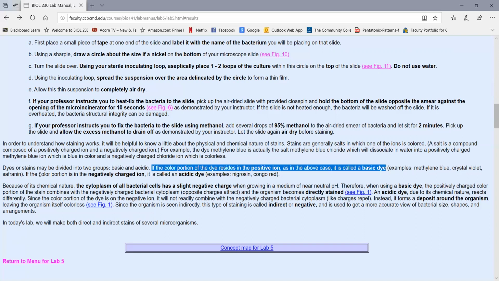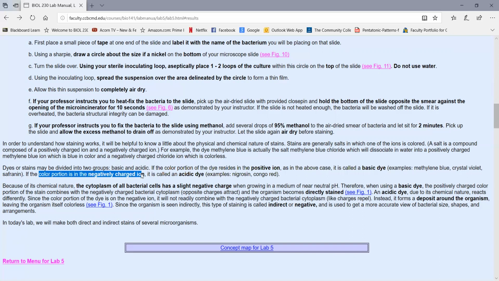On the other hand, if the color portion of the dye is in the negatively charged ion, we call it an acidic dye. Acidic means the color is in the negative ion, like the nigrosin we use for indirect staining. And then we have a ground rule.